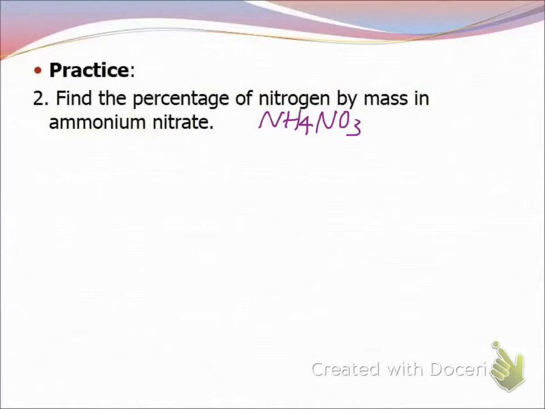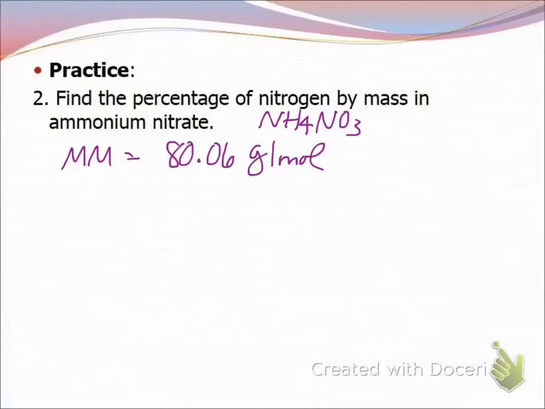So first thing I need to do is get the molar mass of the entire compound. So everybody get that. So I have 2 nitrogen, right? So 14.01 times 2 plus 4 times 1.01 plus 3 times 16. And hopefully somebody else got 80.06. Did someone else get that? Sure.